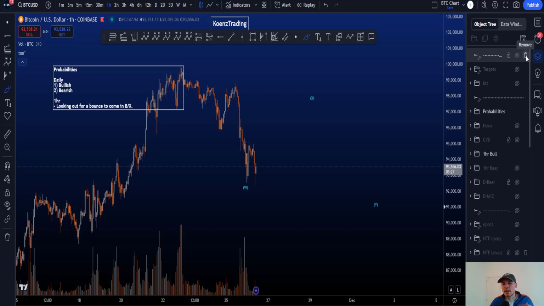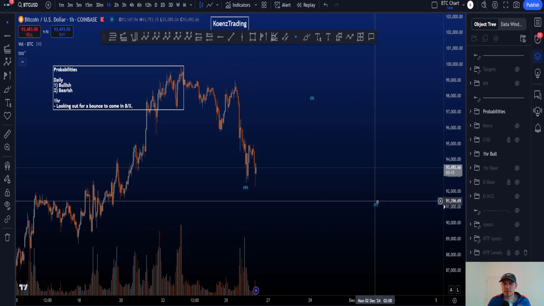So therefore, it's interesting to keep an eye on some signs of strength, and whatever that means for you. It can be CVD, RSI, market structure, candles, patterns, whatever it is. But yeah, we're looking for a bit of a bounce to come in a wave B or a wave X.